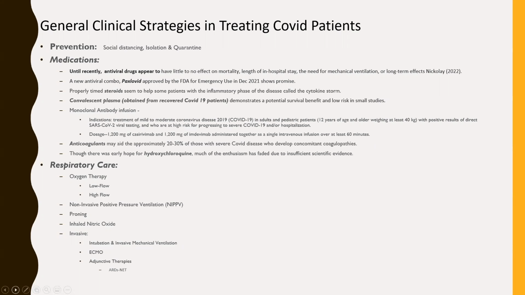Convalescent plasma is still being used, but the problem is we now have a moving target. The plasma that we're harvesting from people who were infected, it matters what strain or strains they were infected with. So you need to be using the appropriate plasma for the appropriate type of infection the patient has. Monoclonal antibodies are still being used. These infusion centers still exist.